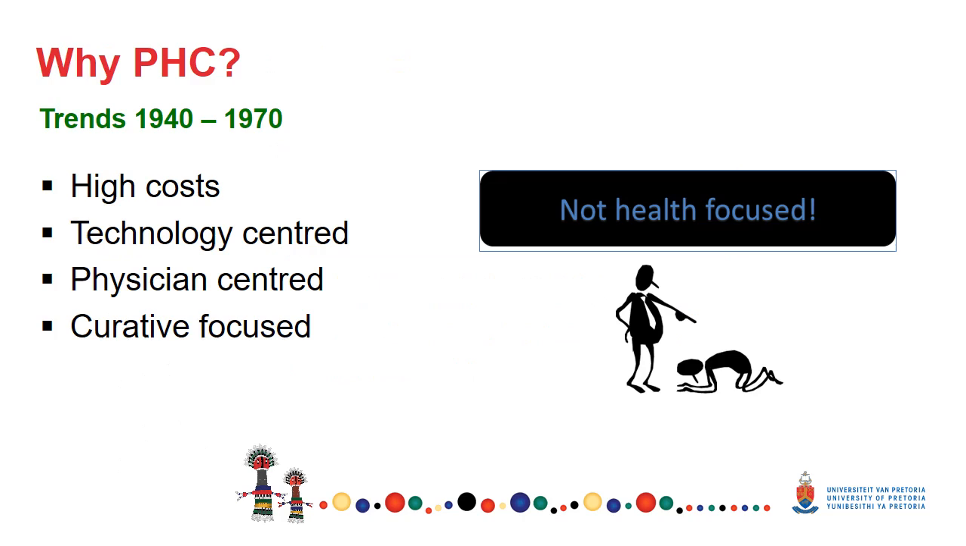Why the need for primary health care? Where did this need come from? Post-World War II, there was a rapid development in modern medicine. Medicines such as antibiotics, medical technologies and surgical procedures advanced. The 1970s saw the first heart transplant. All of this high-cost, technology-centered care was based in hospitals. It was physician-centered and curative-focused. Little was given to preventing disease and the other components that make up health.